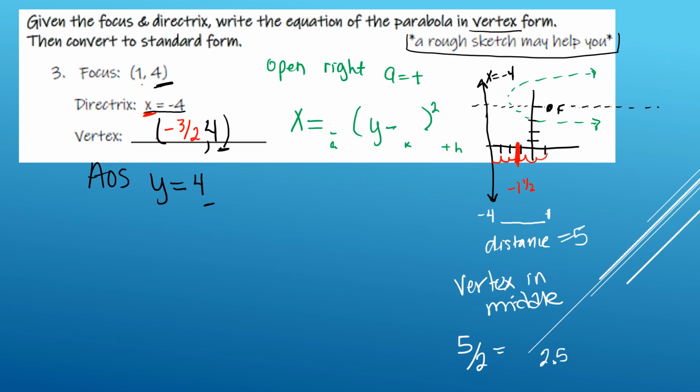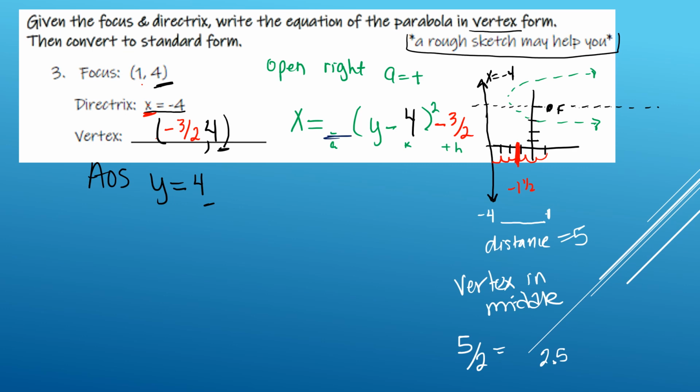Okay, so now we have everything for the vertex. Now, we haven't done any fractions for vertices, or not very many, I should say, but that's okay, not a problem. You just pop them in like normal. So x equals a, still don't know that yet, y minus k, quantity squared, so y minus 4, and then plus my h value, in this case -1.5 or -3/2 on the back side. Okay, our last piece is to find that leading coefficient.